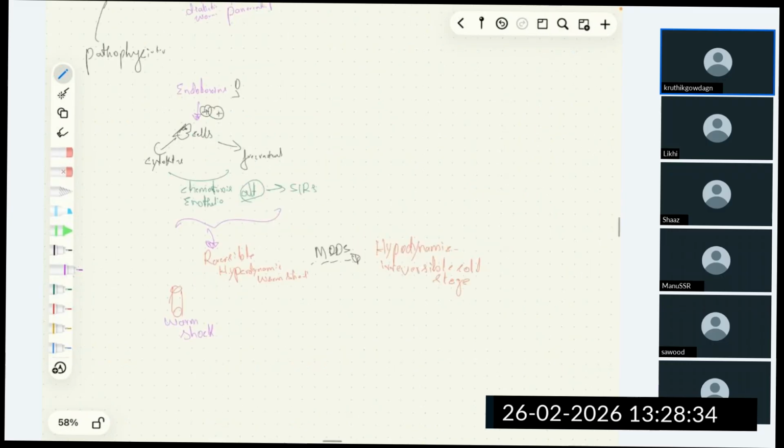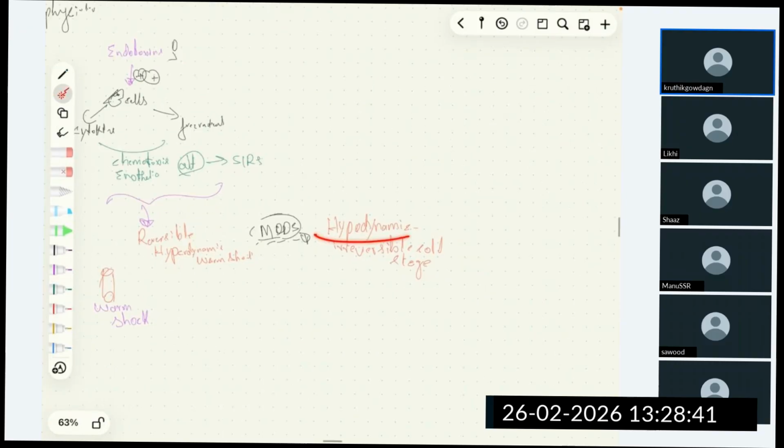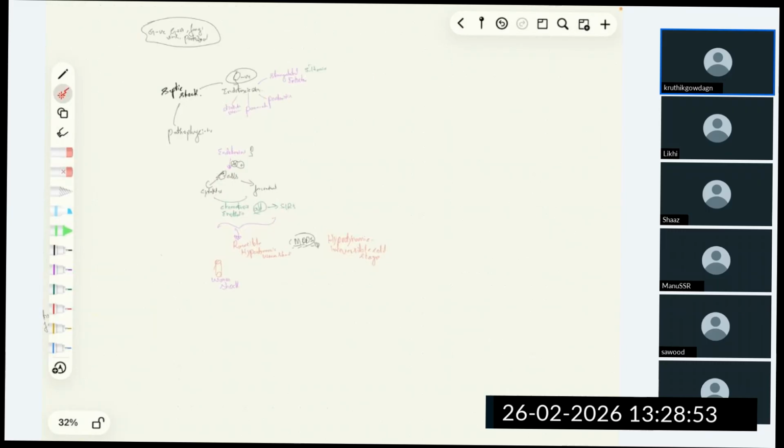If it continues and leads on to multi-organ dysfunction syndrome and there is pump failure, it leads on to hypodynamism. It's called hypodynamic irreversible cold stage because the heart is not pumping blood, and there is reduced blood in cutaneous circulation, leading on to cold periphery. At the presentation, if you see warm peripheries with the features of shock, suspect septic shock.